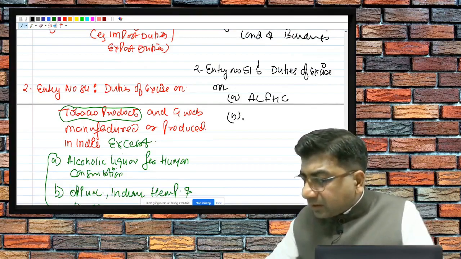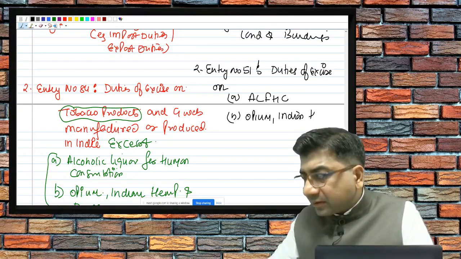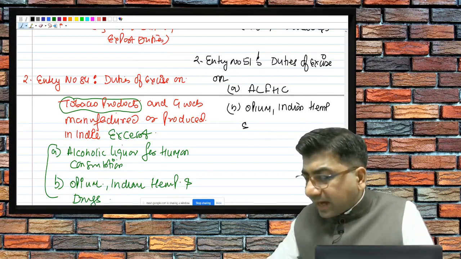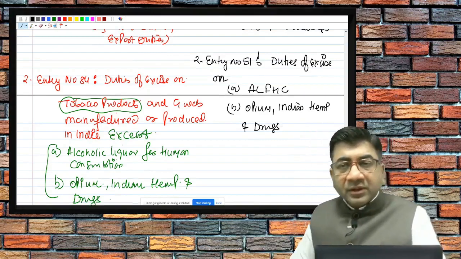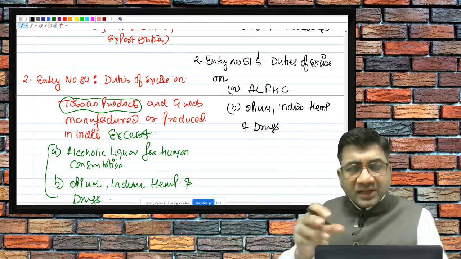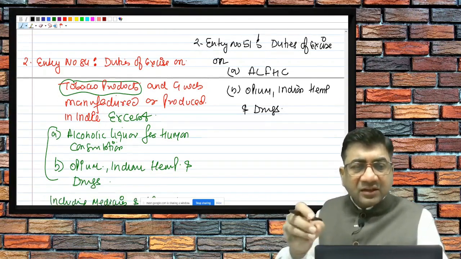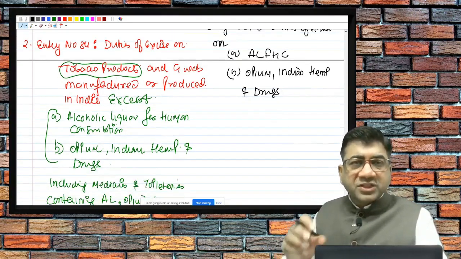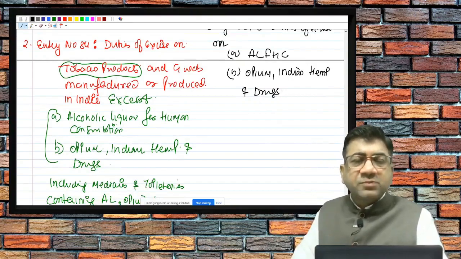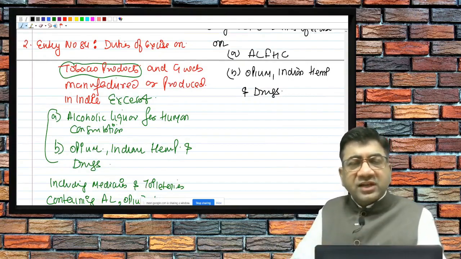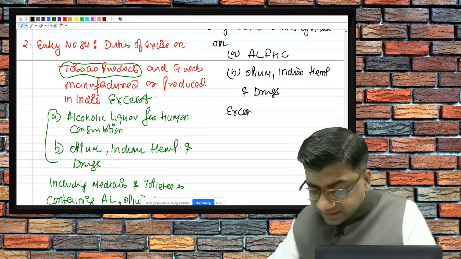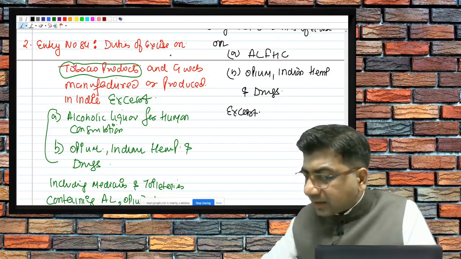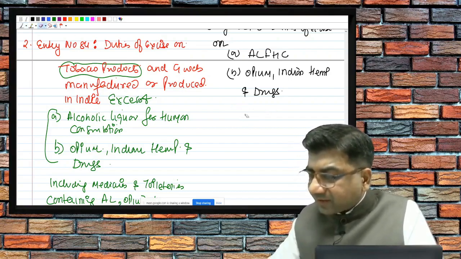And B. Opium, Indian hemp and drugs. These two are with the state. But if these two, drugs etc., are in the medicines and toilet preparations, that is, in the deodorants or the cosmetics, then the duties were on the central government. Hence, except, here was written except, not included in, but what should I write?